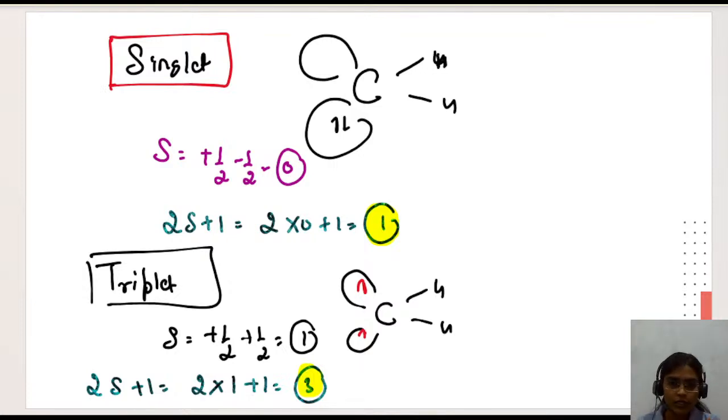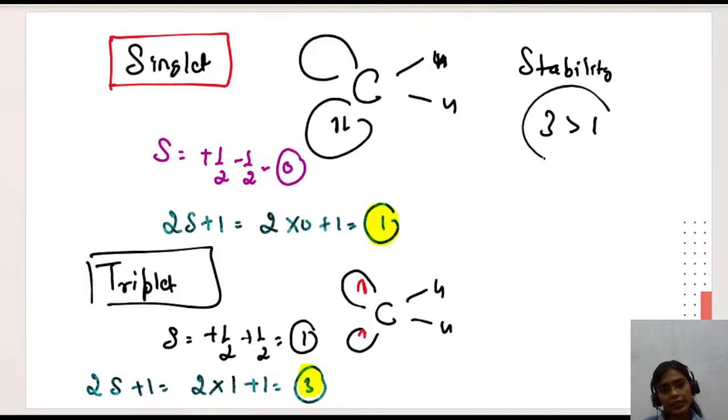So first of all, what is carbene? A 6 electron species, an electron deficient species. It is classified into two parts, singlet and triplet. And if we are talking about stability, stability-wise, triplet is more stable than the singlet one.